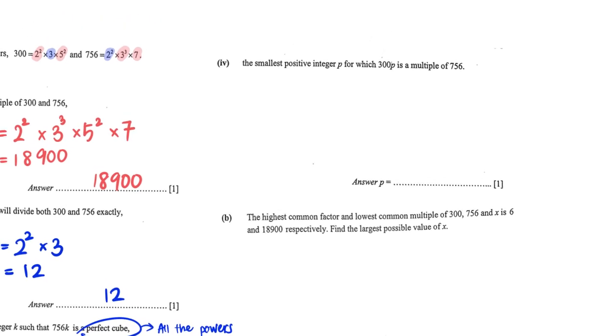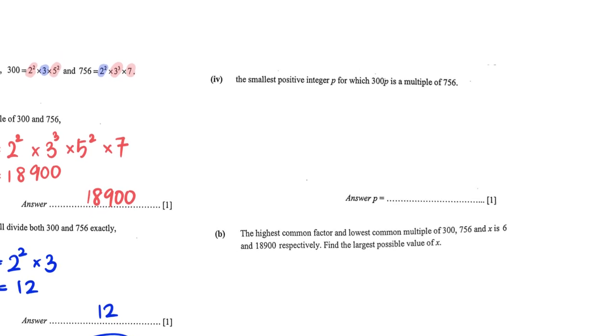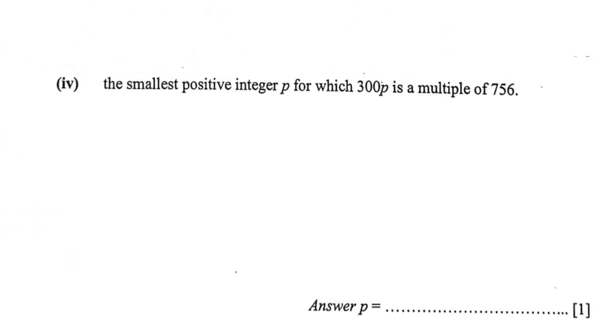The smallest integer p, where 300p is a multiple of 756. And so this tells me that once I have a smallest, this lowest, and this is a multiple, we have to make use of the lowest common multiple here. Okay? Such that this 300p is indeed the LCM.